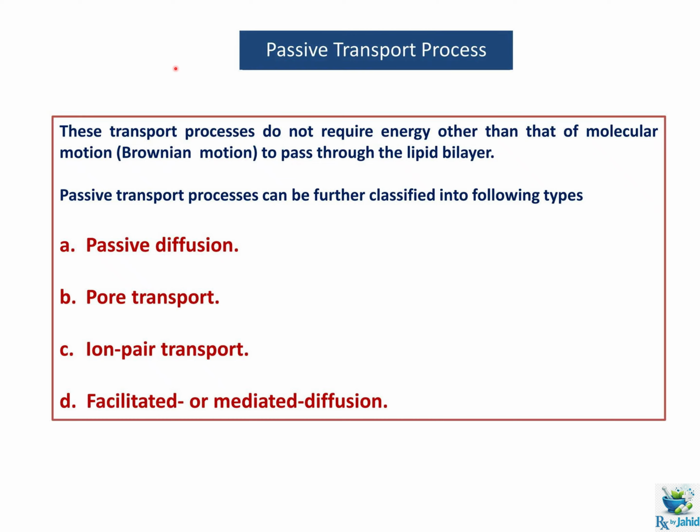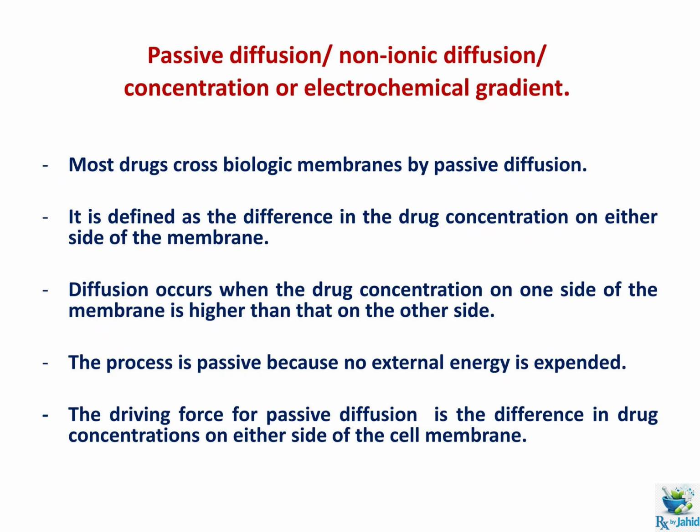So let's dive into the passive transport process. These transport processes do not require energy other than that of molecular motion to pass through the lipid bilayer. However, it has been classified into four transport systems. One is passive diffusion, another is pore transport, number three is ion pair transport, and the last one is facilitated or mediated diffusion. So let's discuss this.